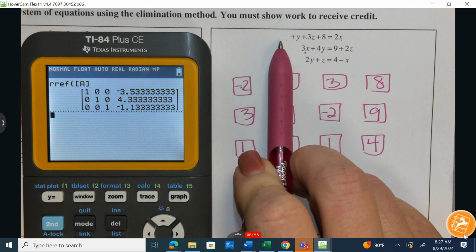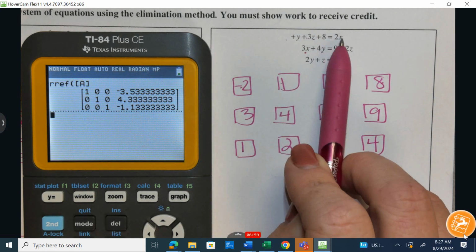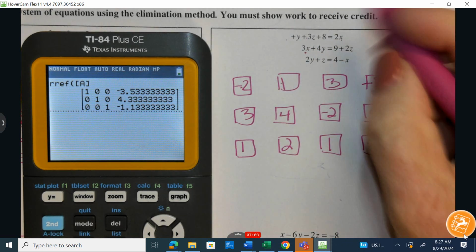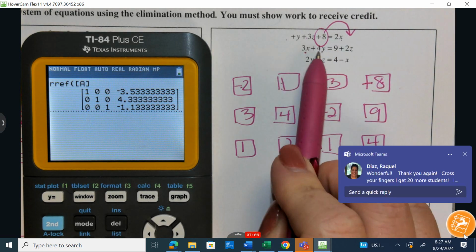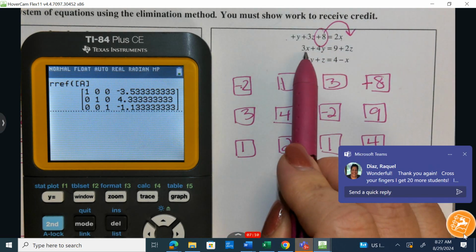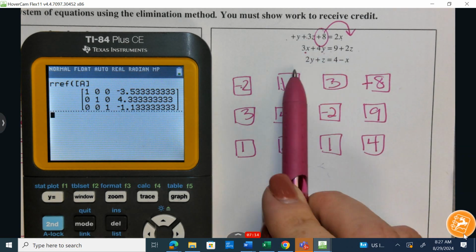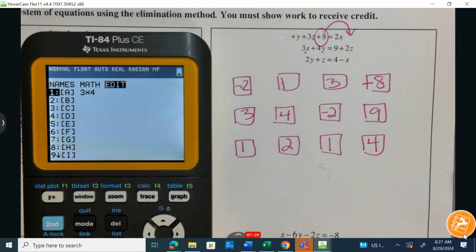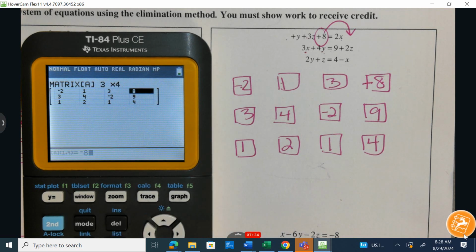Let me check. I agree with the -2. Sorry, this is going to be a -2, a 1, and a 3. Oh, a -8. I see my mistake. The 8 had to move to the other side. A 3, a 3, a 4, a -2, and a 9, a 1, a 2, a 1, and 4. So I'm going to come back here, and I'm going to adjust this. Let's go into the matrix, and I can adjust this by making this into a -8.